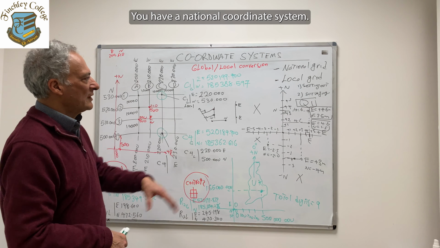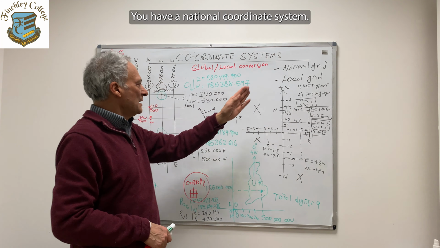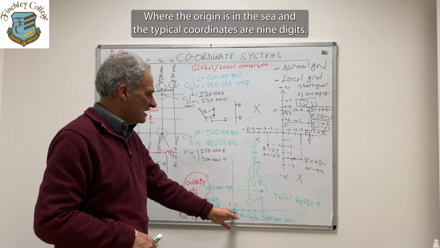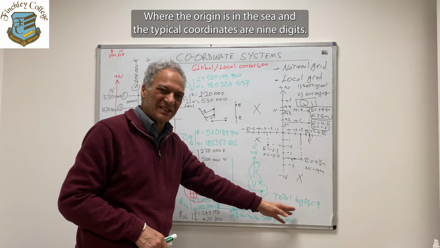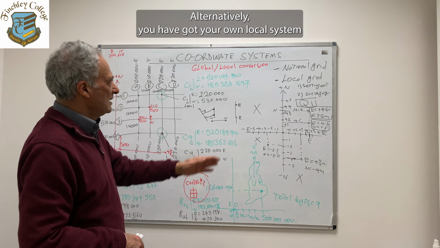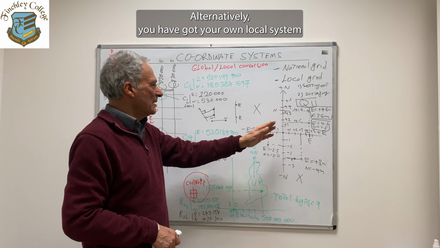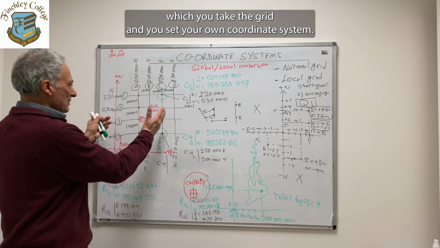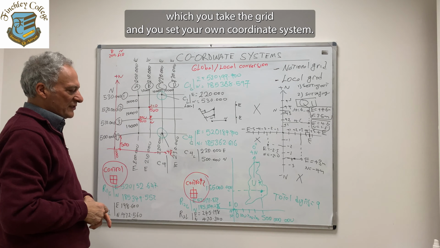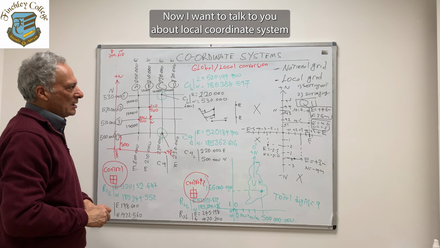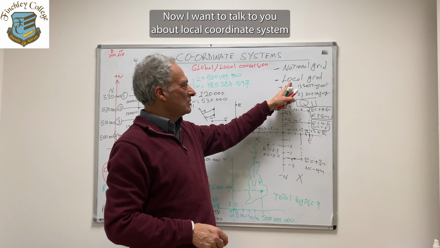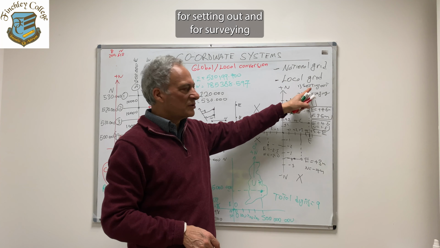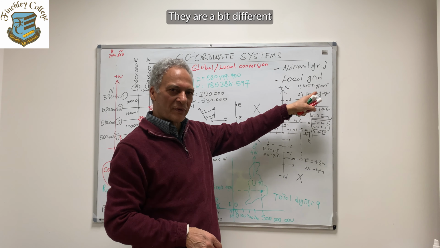You have a national grid coordinate system, where the origin is in the sea and the typical coordinates are 9 digits. Alternatively, you have your own local system, where you take the grid and set your own coordinate system. Now, I want to talk to you about the local coordinate system for setting out and for surveying. They are a bit different.